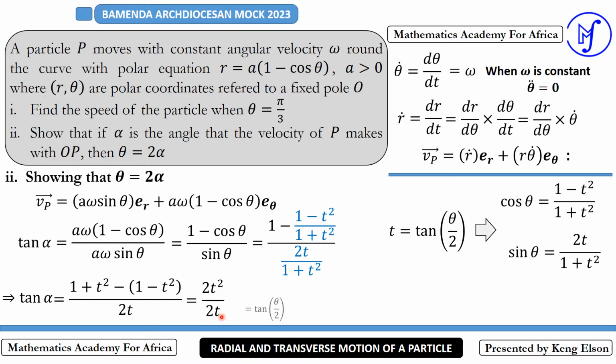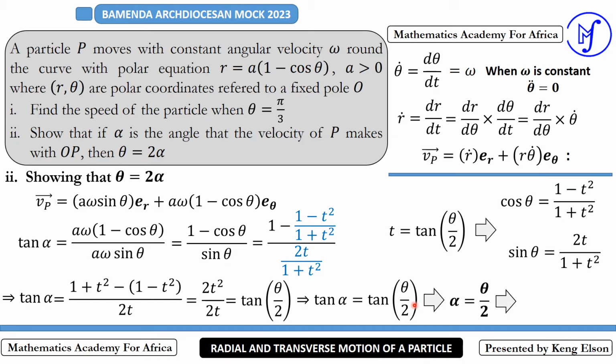2t squared divided by 2t simply gives us t, and our t is tan theta divided by 2. So our tan alpha being equal to tan theta divided by 2, it means that our alpha is theta divided by 2. So we can multiply both sides by 2 and we get that our theta is equal to 2 alpha. We are doing this because we are in the assumption that our alpha and theta are acute angles.